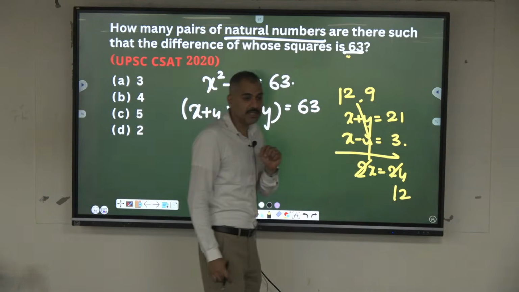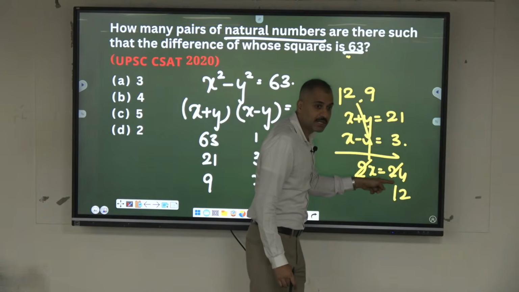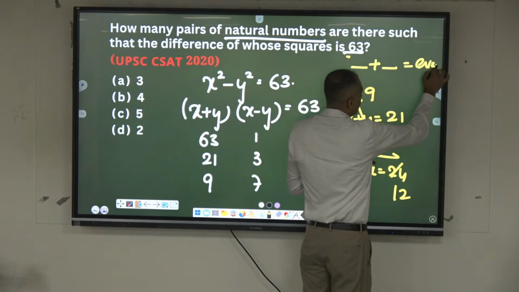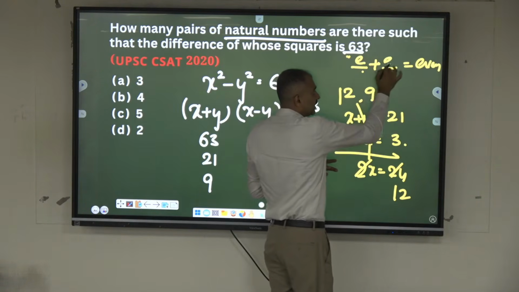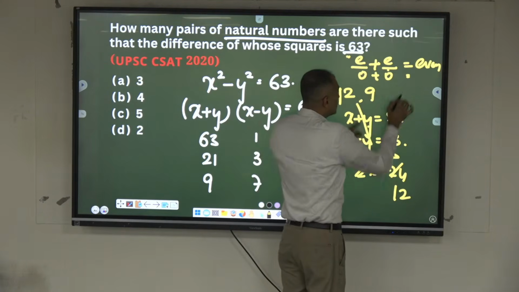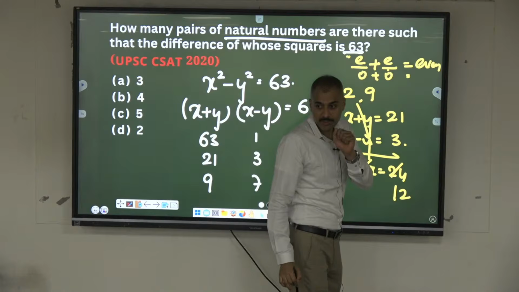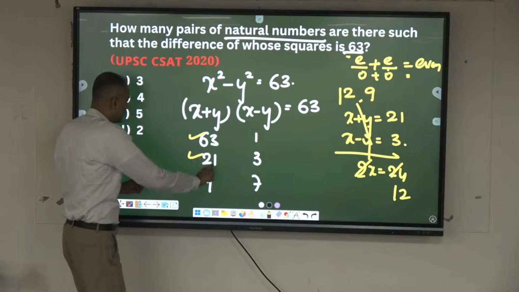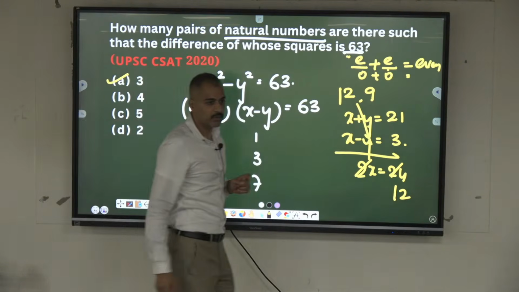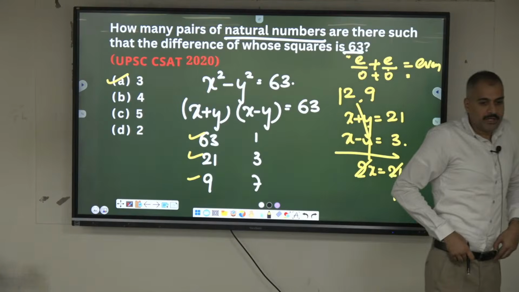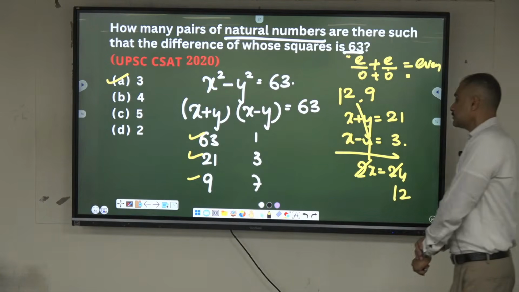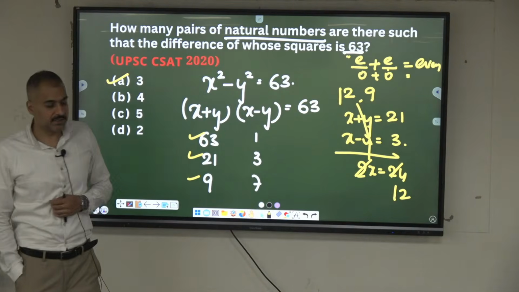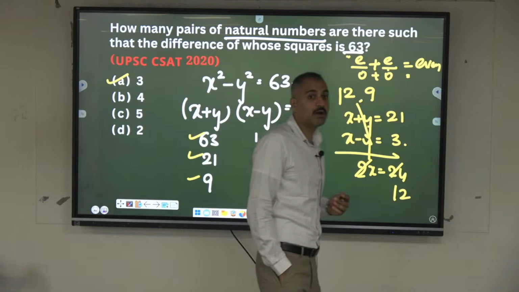When it is not possible is this: the sum of these two factors has to be an even number, meaning both the factors have to be either even or odd. If one is even and one is odd, it won't happen. Understood? Here both are odd, both are odd, both are odd: 3 cases. No need to check further. Multiple times we have got these kinds of questions. So this is the concept of x square minus y square, factorization, factors of 63, both odd.